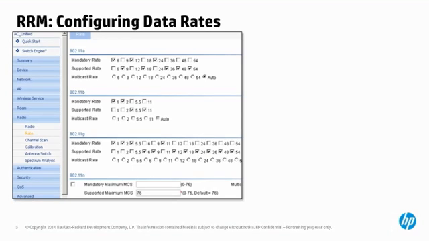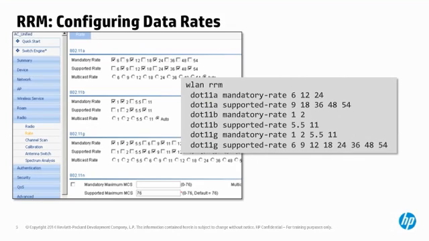Like most parameters, data rates can be configured from either the GUI or CLI. From the GUI, navigate to Radio Rate, and then click on your preferred mandatory and supported rates. From the CLI, enter WLAN RRM, and then enter the .11 commands as shown.